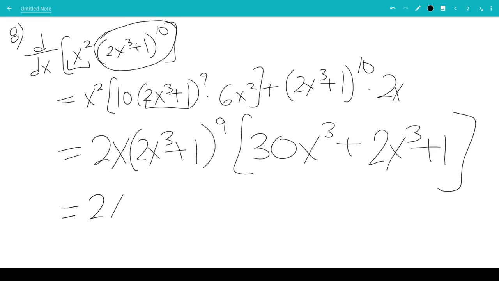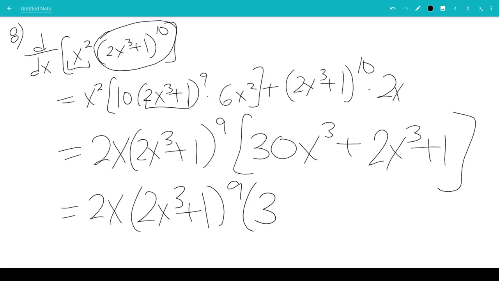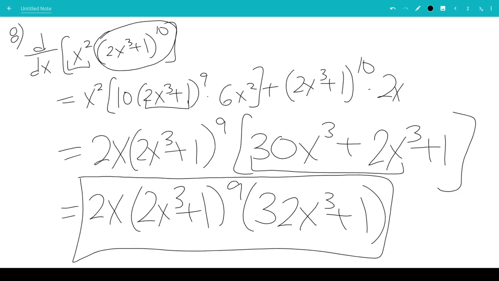we have to factor out a 2x cubed plus 1 left. So this would be 2x cubed plus 1 to the 9th, times, so this and this we can combine, so it would be 32x cubed plus 1. And that is the answer to that derivative.